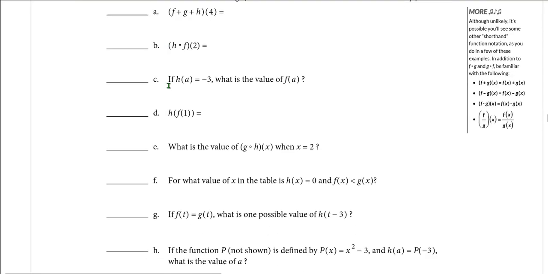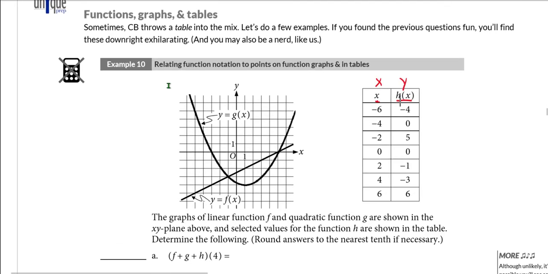Again, if you're feeling very confident with this, we've got a bunch of examples here. I would work through them as quickly as humanly possible, and then if you, again, are feeling confident, just race through my answers to make sure that you got all of yours right and that you know how to do them. If you are not confident with this, then I'm going to work through it right now and you can watch me. So relating function notation to points on function graphs and in tables.